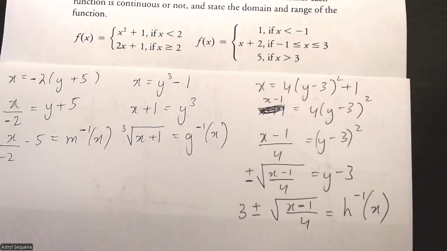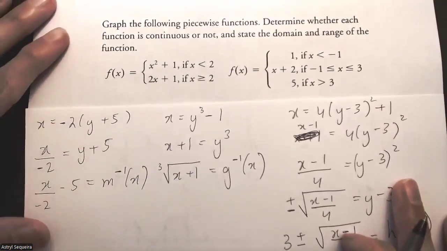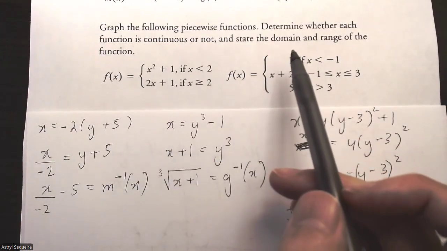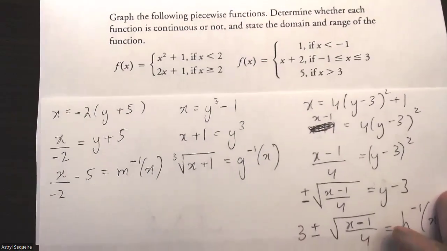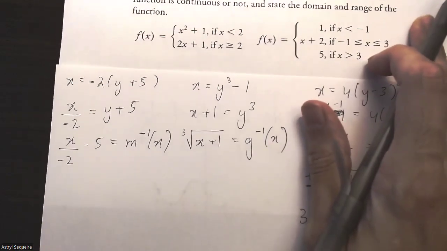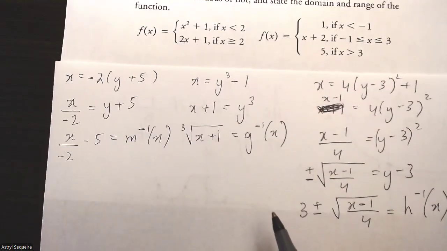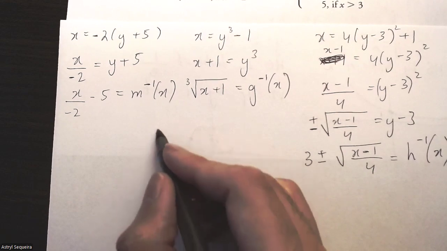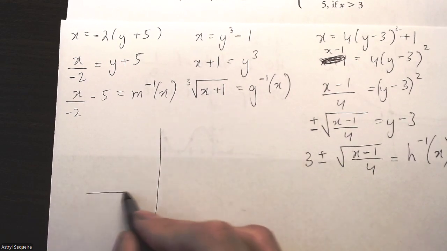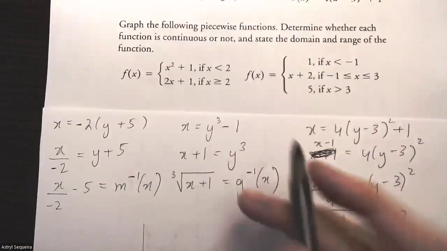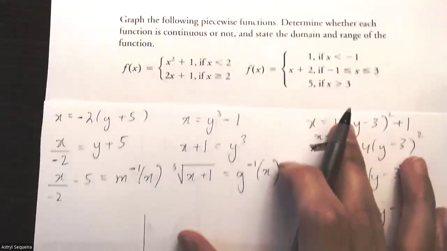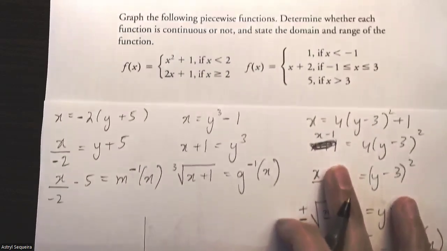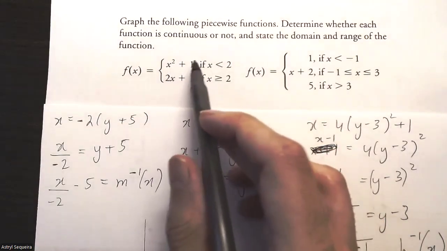Finally, last question of this video, graphing piecewise functions. Graph the piecewise functions, determine whether they're continuous or not, and state the domain and range of the function. Let's start with the first one over here. Whenever you're graphing a piecewise function, you want to start by just drawing your axis. It can be on graph paper if you're given graph paper. Then you want to mark the x value that's important, which is positive 2. You want to start by drawing the left-sided function first.